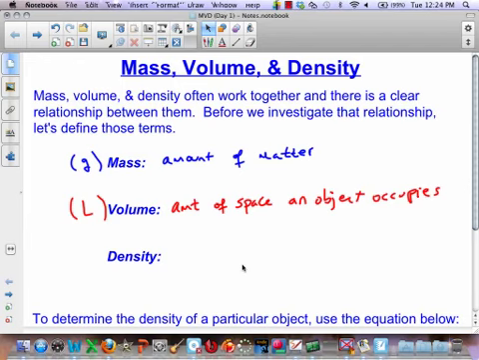I'll give you a hint. It's a ratio. It's a ratio of two things: mass and volume. How many of you have heard of population density?